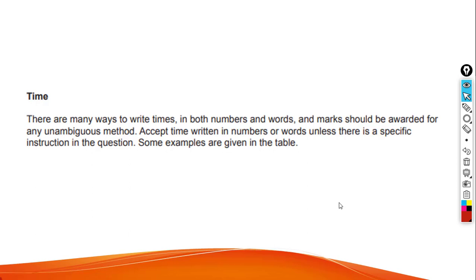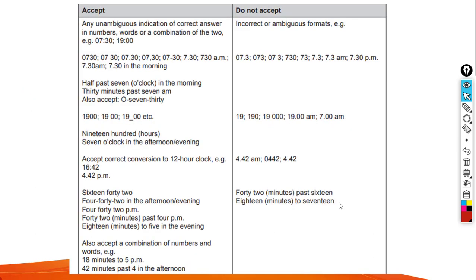There are many ways to write the times in both numbers and words, and marks should be awarded for any unambiguous method. Some examples are given here. They would accept this kind of answer for time, such as 07:30, which can be written in different ways: 7:30, or you can write it in 24 hour format. You can write it in words, but they will not accept an ambiguous format.